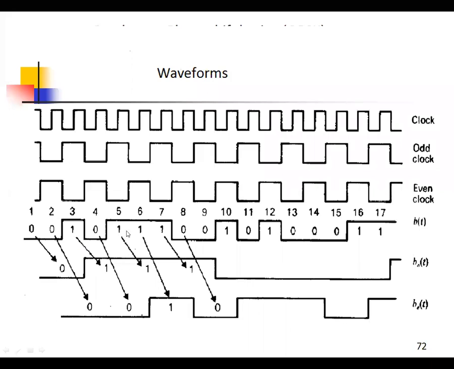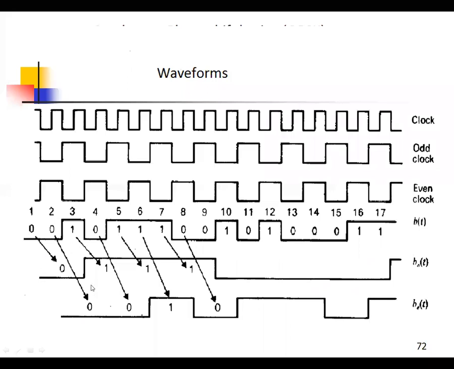The third time period is 1, which continues until the fifth. The fifth is again 1, continuing until the seventh. The seventh is again 1, continuing until the ninth. The ninth one is 0, continuing until 11. 11 is again 0, continuing up to 13. 13 is 0, continuing up to 15. 15 is again 0, continuing up to 17. So this is B naught of t, because the odd clock influences the B of t signal, and B naught of t is generated.